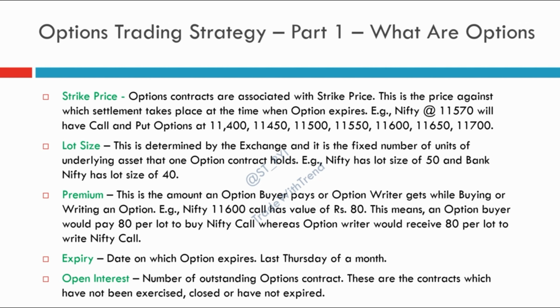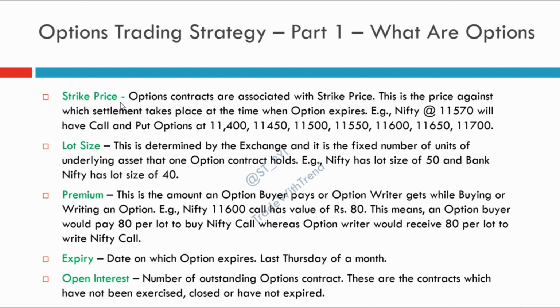So let us start with strike price first. What does strike price mean in options? For all options contracts that you see in our markets, Nifty is the most popular instrument. If Nifty hypothetically is trading at 11,570, like I've mentioned in the slide here, you'll have call options ranging from 11,400, 450, 500, 550, 600, and so on. Similarly, for put options, you will have 11,400 put, 450 put, 11,500 put, 550 put. All these prices that you see here are strike prices.